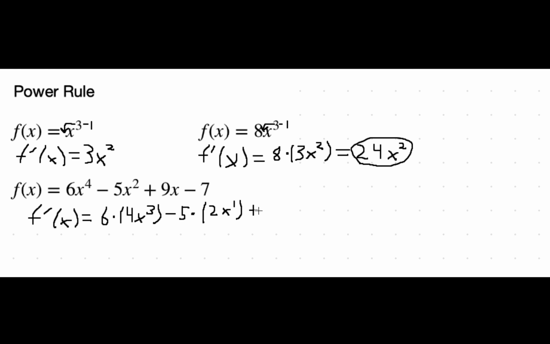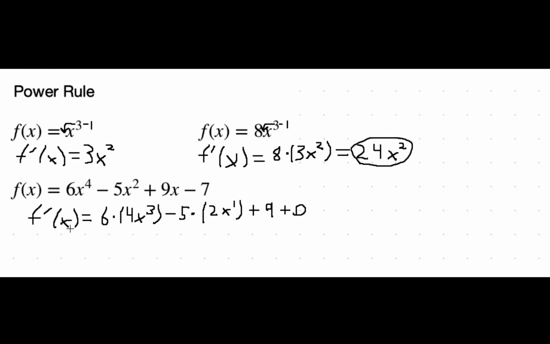And now I have the plus 9x. So in the last lesson, we already discussed that if we have a linear function like 9x, the derivative of that is just going to be 9. It's going to be the coefficient out in front of x. So we're going to have a plus 9 here. And then we have minus 7 for the last term. And we know that the derivative of a constant is going to be 0. So derivative of negative 7 is 0. So we have a plus 0 here.